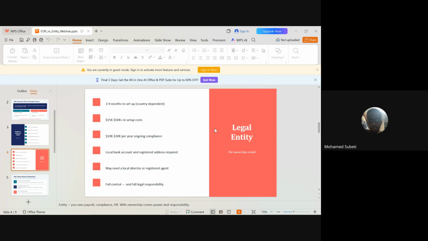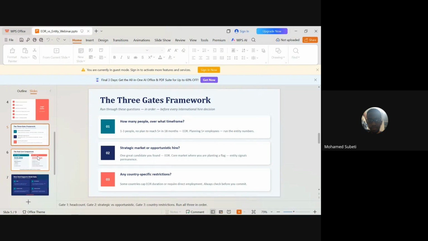So run through those three gates. If you clear all three, you're probably ready for an entity. If any gate pushes you to EOR, start there. You can always transition later. Okay, next slide.